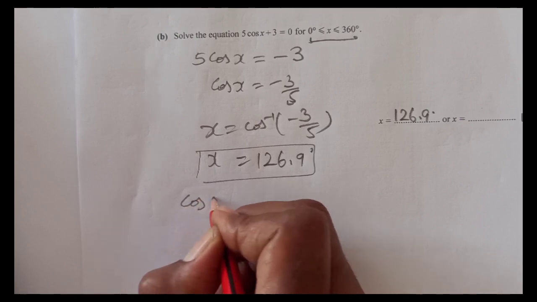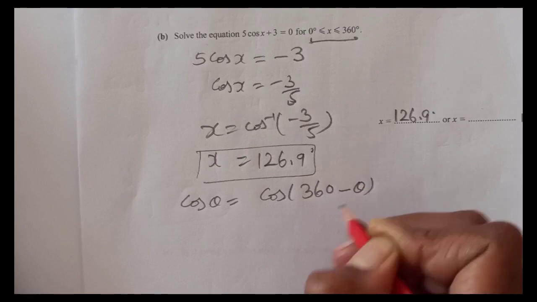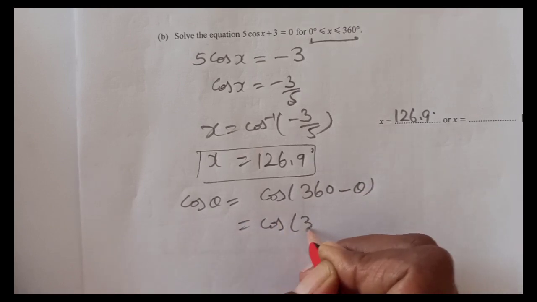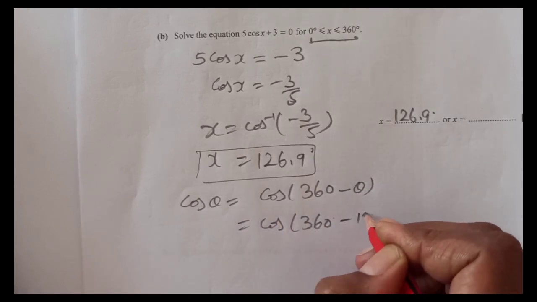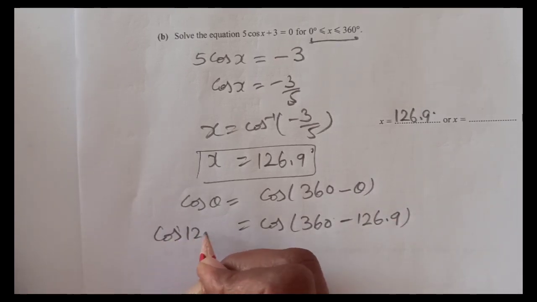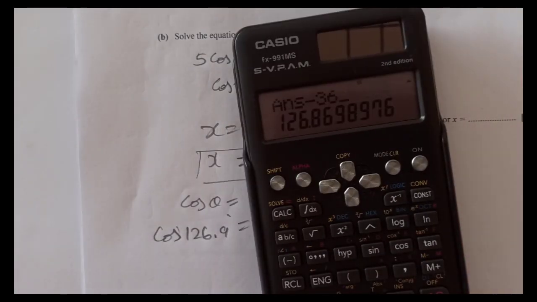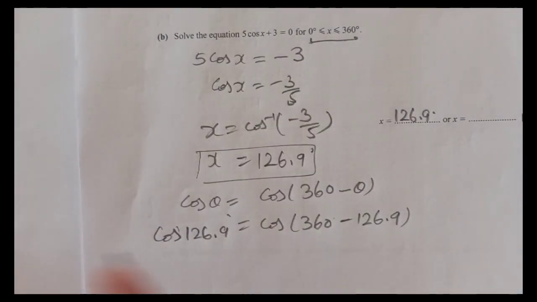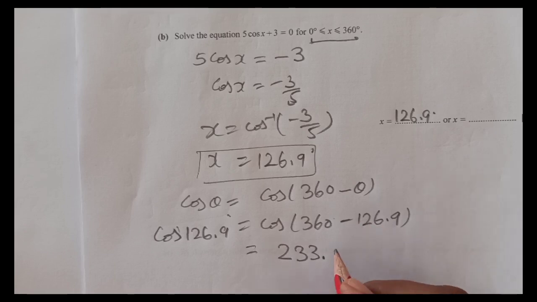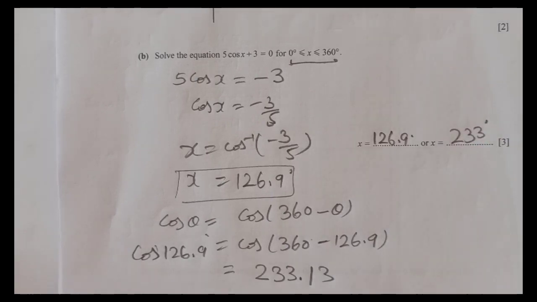As you know, cos theta is equal to cos of 360 minus theta. So we are going to have 360 minus 126.9, because cos 126.9 has the same value. So 360 minus 126.9 is going to give you 233.13. So the other answer is 233. We can write the approximate answer, right?